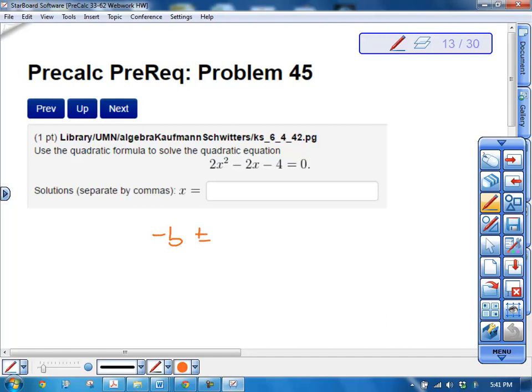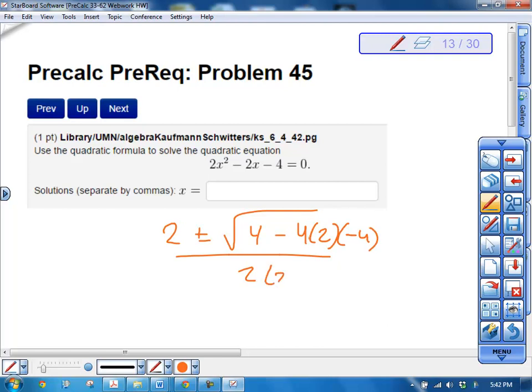Next problem wants me to use the quadratic formula to solve this, which if you remember is negative b plus or minus the square root of b squared minus 4ac, all over 2a. So the opposite of negative b, where b is negative 2, double negatives cancel and it's positive 2. Then b is negative 2, but negative 2 squared gives me 4. 4 times a times c, and 2 times a. Okay?